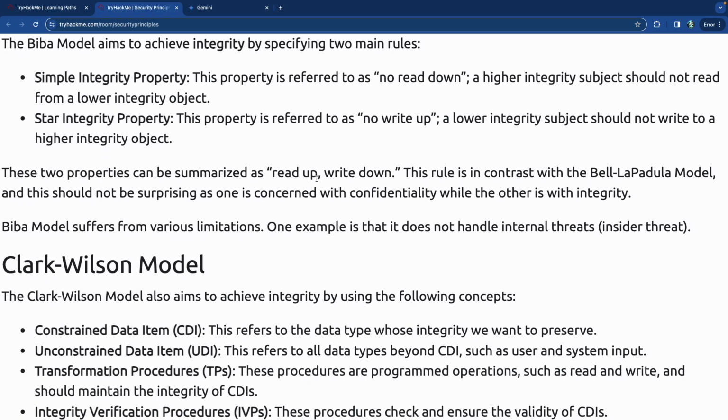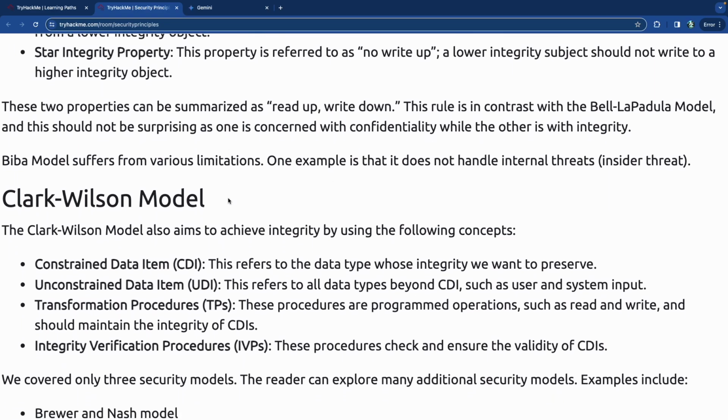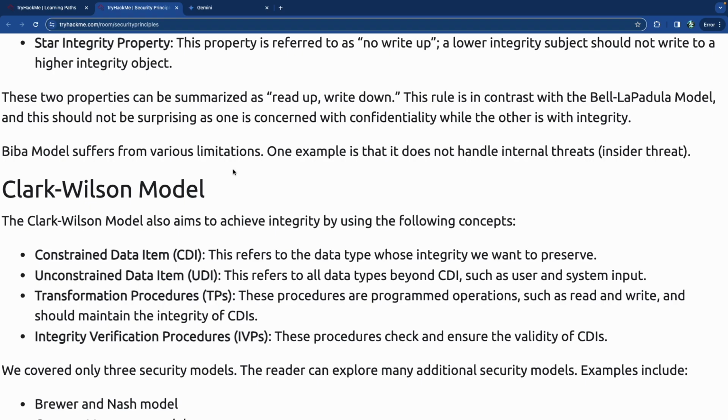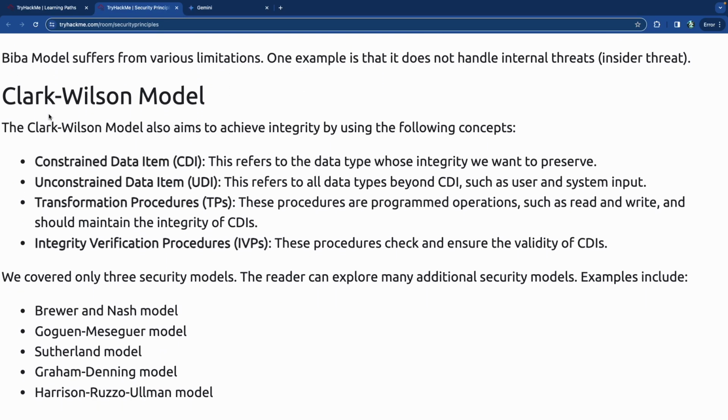These two properties can be summarized as read up, write down. The rule is in contrast with the Bell-LaPadula model, and this should not be surprising as one is concerned with confidentiality while the other is concerned with integrity. The Biba model suffers from various limitations. One example is that it does not handle insider threats. And then we have the Clark-Wilson model. It aims to achieve integrity by using the following concepts: constrained data item, unconstrained data item, transformation procedures, integrity verification procedures.